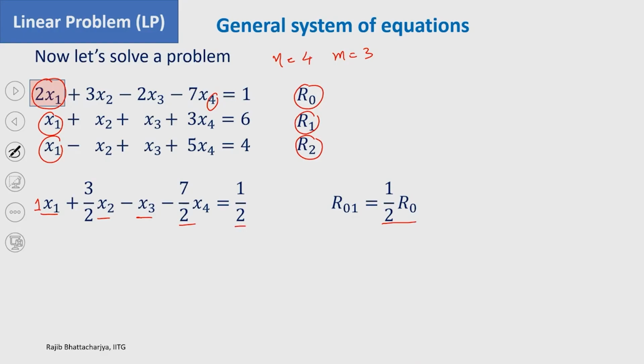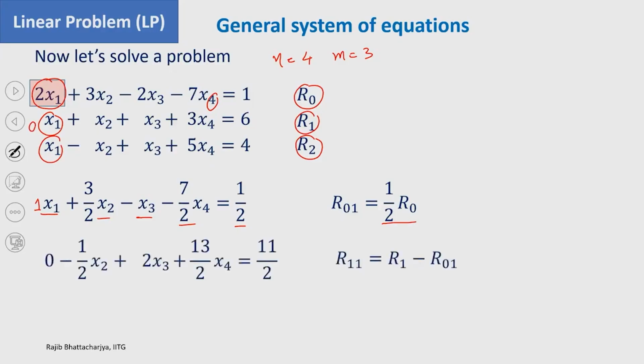Now, the next step is that I would like to make the coefficient of x1 in equation 2 as 0. So, what will I do here? I will do some operation. This particular row is R1^1, that means iteration 1, and here I am doing R1 minus R0^1. Okay, so this is R1 minus R0^1.